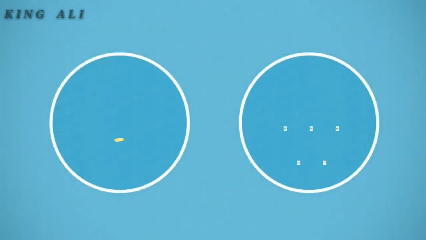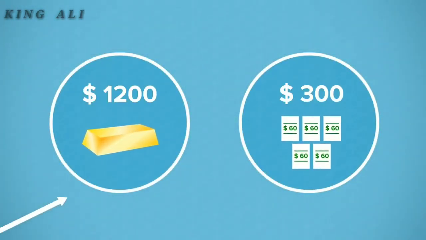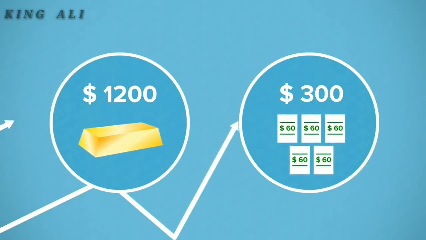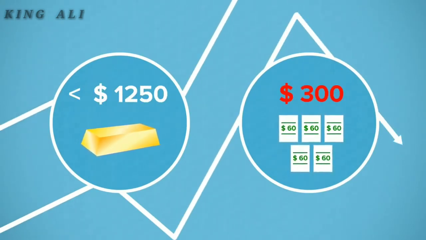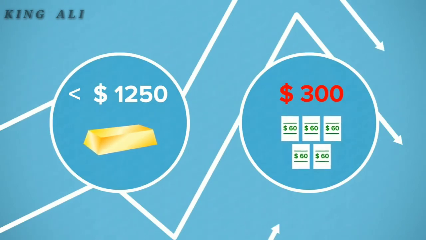Had Ben instead bought an ounce of gold and the price did not reach $1,250 by week's end, he is still left with a shiny ounce of gold. With the binary option, Ben would have been left with nothing but a $300 loss.